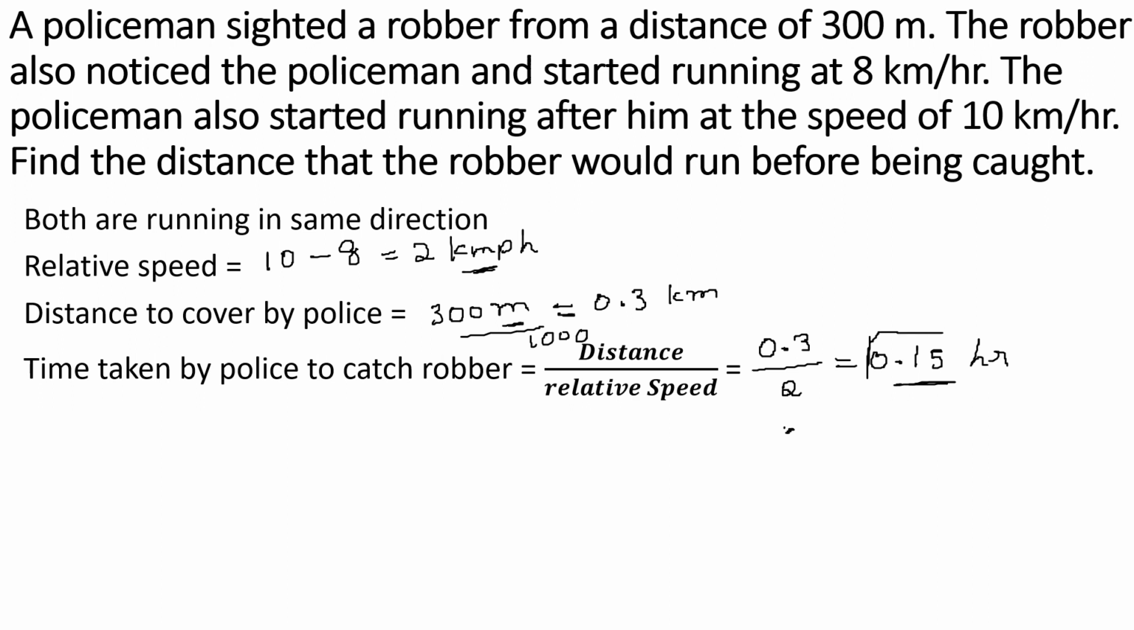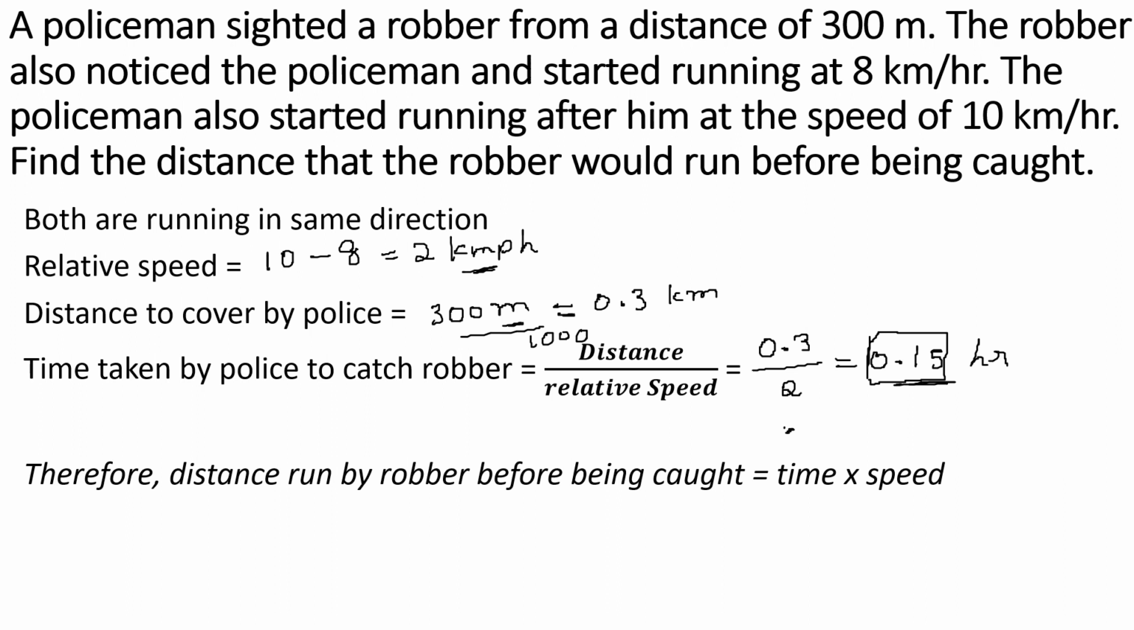Now this is the time taken. The question is, within this time how much will the robber run? So the distance run by the robber before he is caught is time multiplied by the speed of the robber. The speed of the robber is 8 km per hour. So 0.15 into 8 is 1.2 kilometers. This is the total distance the robber will run before he is caught.